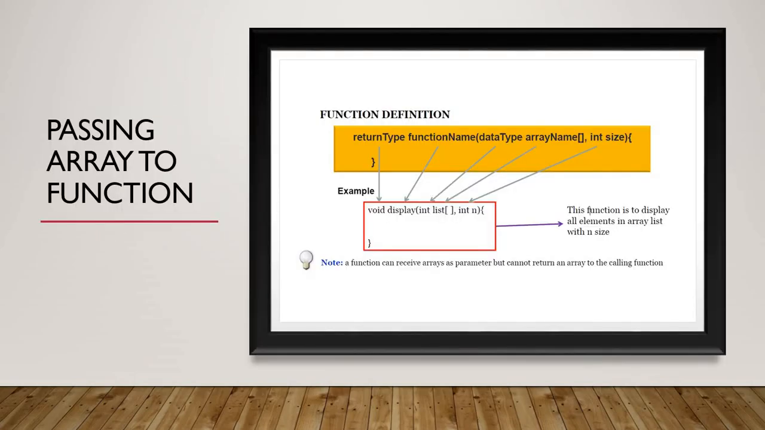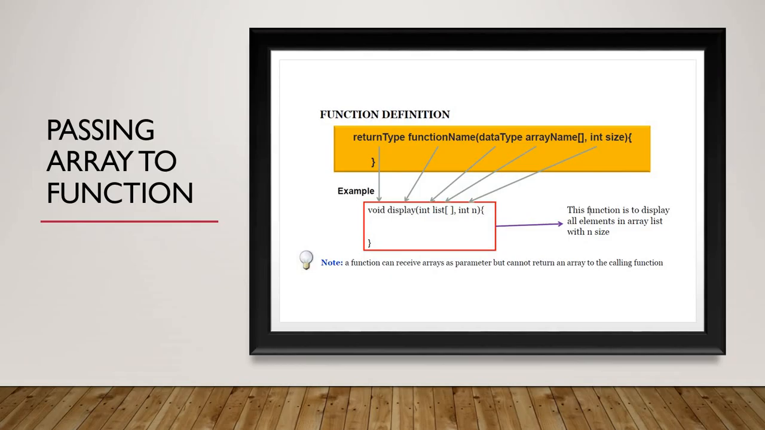This is how you have to write the function definition when you are going to pass an array to a function. So return type, like float, double, char, and then function name as usual, and then you have a bracket. Inside the bracket you have to write down the data type of the array, float, char, or double, and then the array name with the size in the square bracket, and then int size.